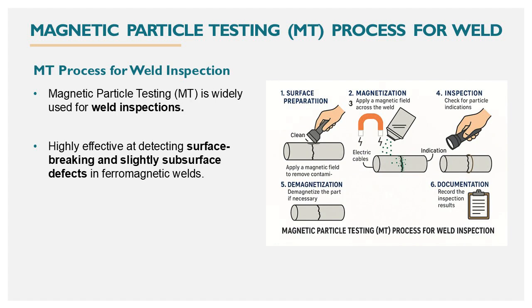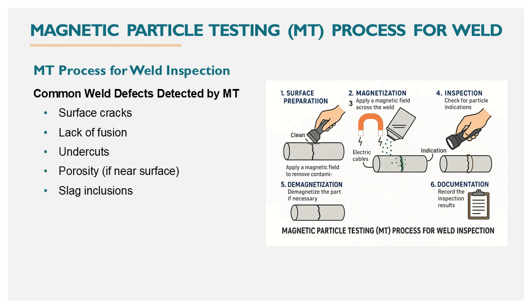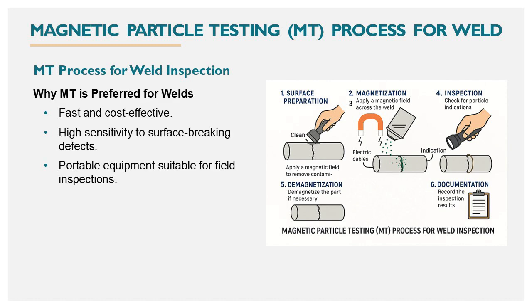Magnetic particle testing or MT is widely used for weld inspections because it's highly effective at detecting surface breaking and slightly subsurface defects in ferromagnetic welds. Common weld defects detected by MT include surface cracks, lack of fusion, undercuts, porosity, if near surface, and slag inclusions. Why is MT preferred for welds? MT is fast and cost-effective. High sensitivity to surface breaking defects. And portable equipment suitable for field inspections.